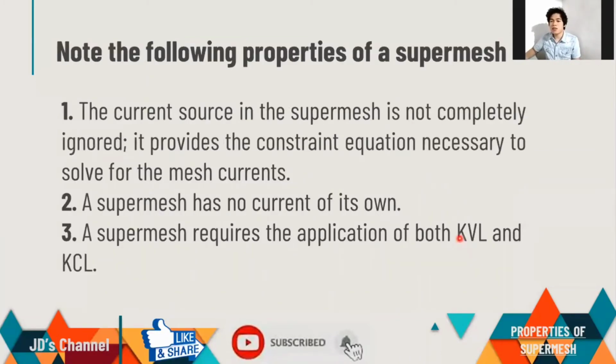So, the current source in super mesh is not completely ignored. It provides the constraint equation necessary to solve for mesh current. Kaya lang natin ginagawa yung tinatanggal natin kanina is for us to be able to solve for mesh current. And then, pag nakuha na natin yung value ng ating mesh current, babalik muli natin siya dun sa original niya. Also, super mesh has no current of its own.